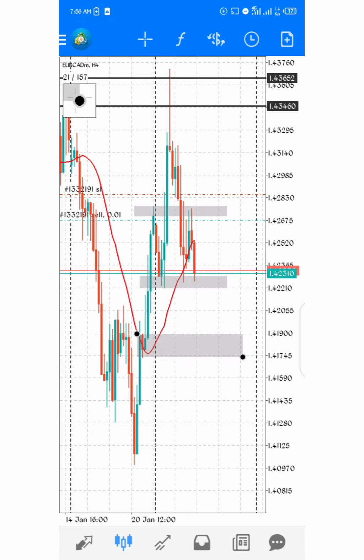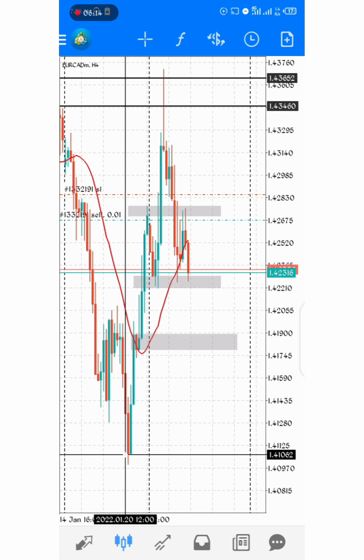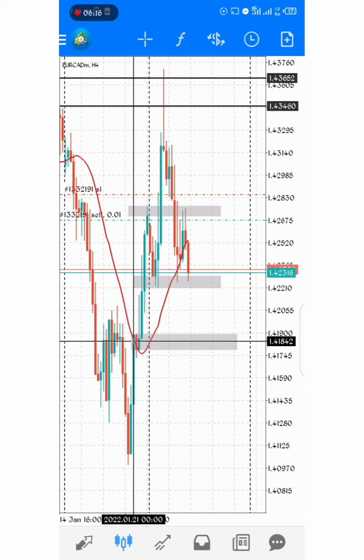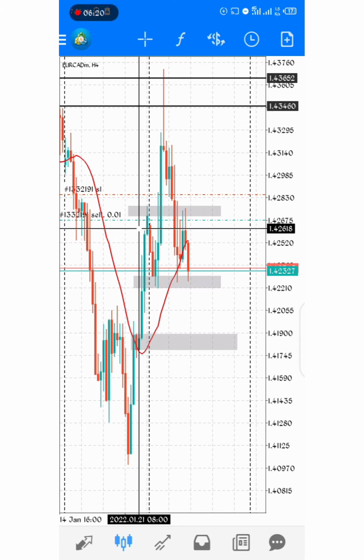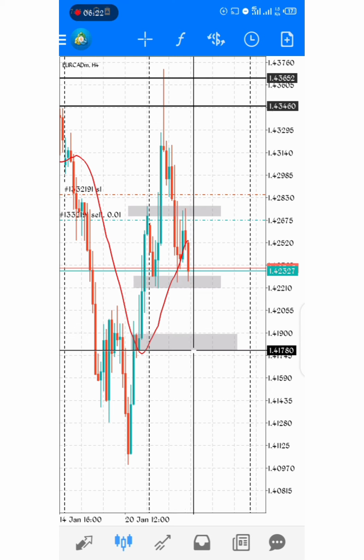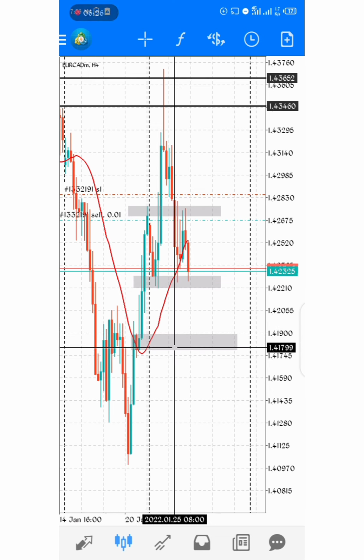This is our next demand zone, because we have a rally, a base, and a rally to the upside. One thing you want to take note of is the base. Here is the base, which has become our demand area.